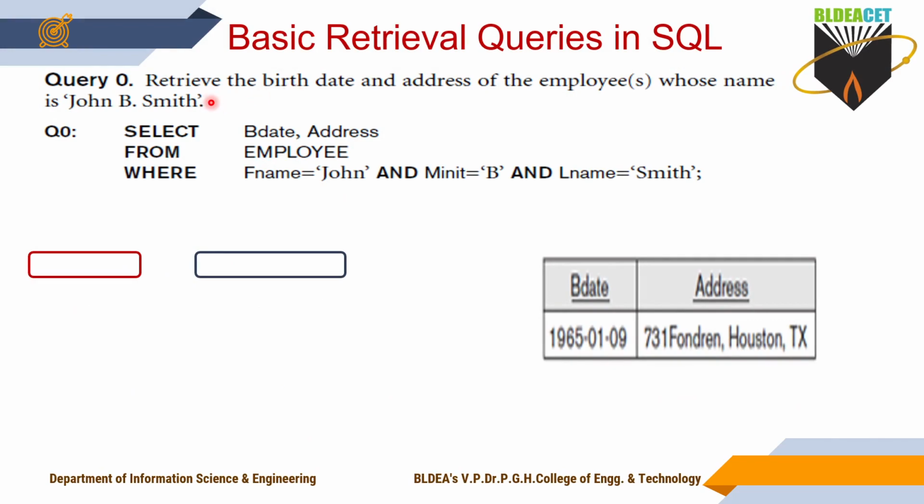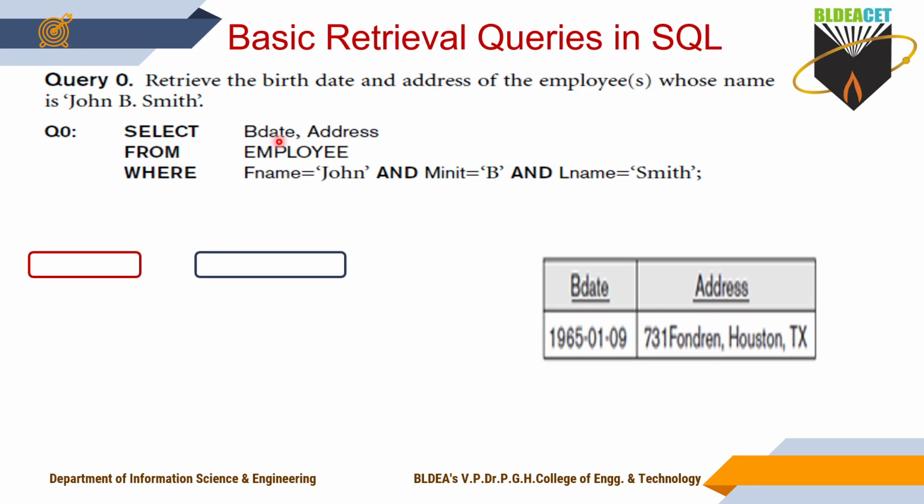Let's take one example. Retrieve the birth date and address of the employee whose name is John B. Smith. Now assume that this information is already stored in the database. From the employee table I want to retrieve the birth date and address of the employee whose name is John B. Smith. As I told, if you want to retrieve any of the queries in SQL, you have to use the select statement: select, from and where.